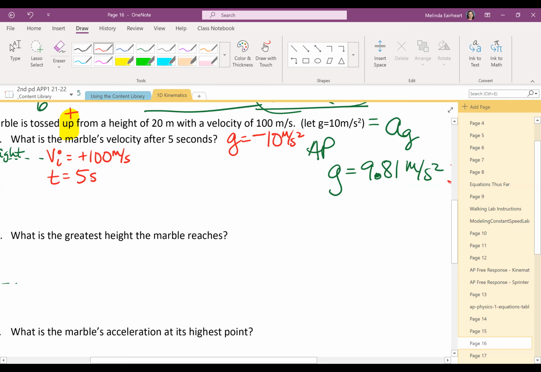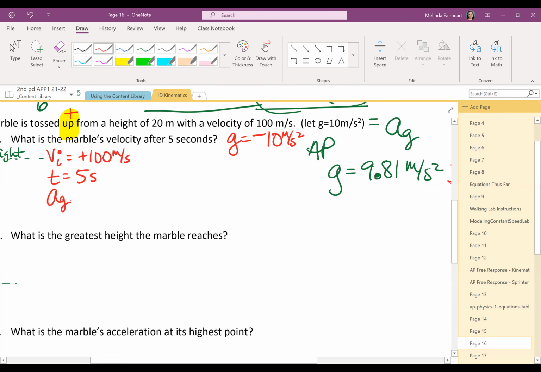And even though they told me the initial position, you really don't need it to find the final velocity. Hint, hint, I'm going to use the equation. No position needed. Now, they did tell me acceleration, but most problems won't. Most problems, you've got to ask yourself, what's the acceleration? Well, it's in free fall, so it's the acceleration due to gravity.